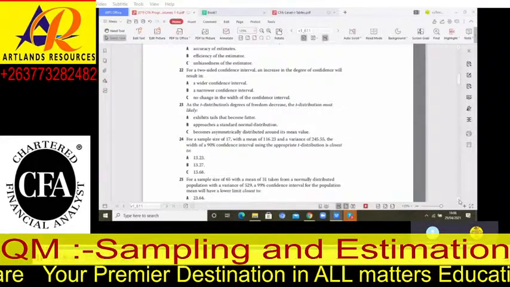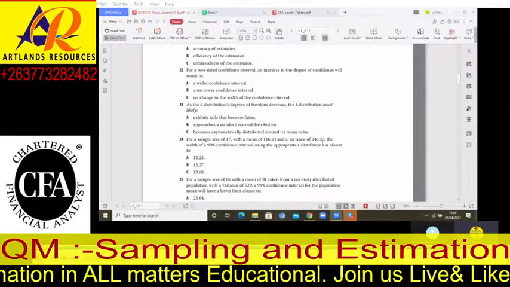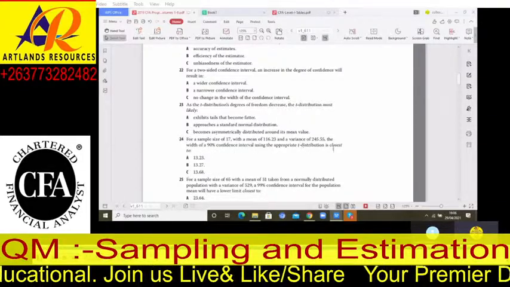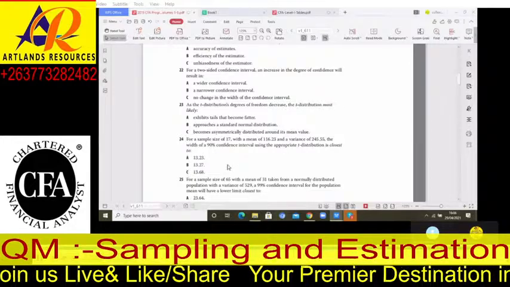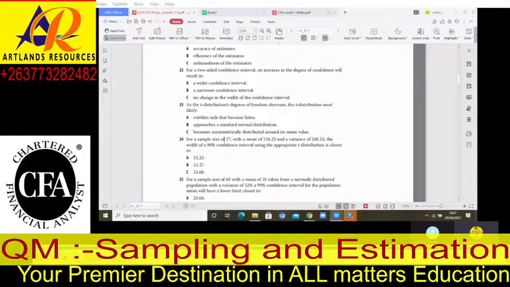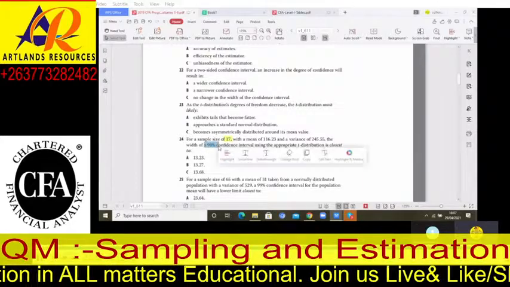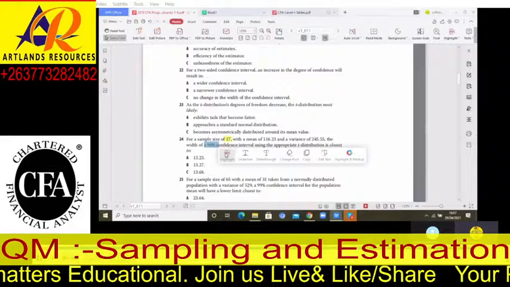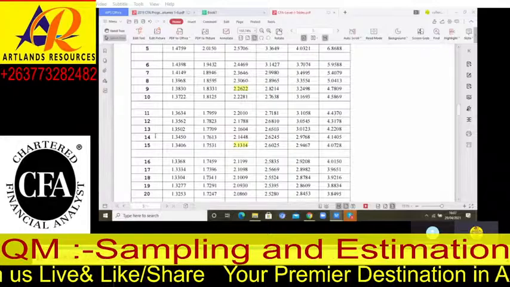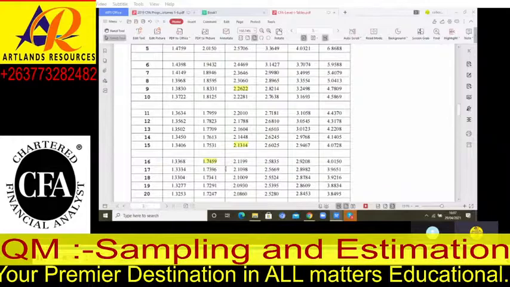Are you not seeing here? For a sample size of 17, mean of 116.3 and variance of 245.55, the width of 90% confidence interval using T distribution is closest to... If sample size is 17, it means degrees of freedom are 16. And 90% confidence interval means alpha is 10, so alpha over 2 is 0.05. So you come to T tables. It's 16, 0.05, which is 1.75. That's your reliability factor.